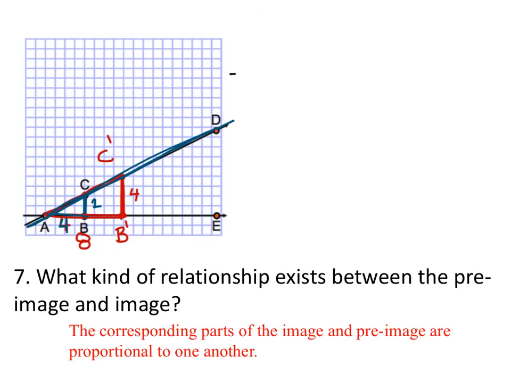Alright, so this is what I got. The corresponding parts of the image and preimage are proportional to one another, which we've seen already. If we looked at how we would do the slope on this, right? For example, the red one, that shows an up 4, and then to the right 8. On the blue one, it's up 2, to the right 4. Again, we're showing that these are equal even if we compare the same parts of the triangle. And it gives us a slope that would be 1/2 for this line right here.